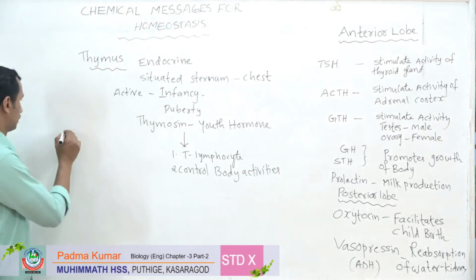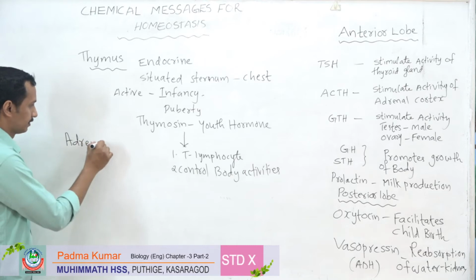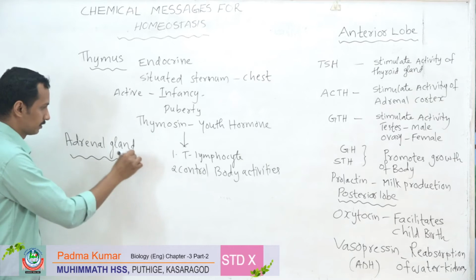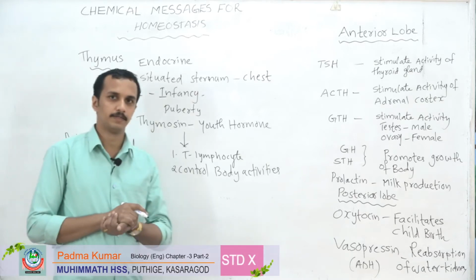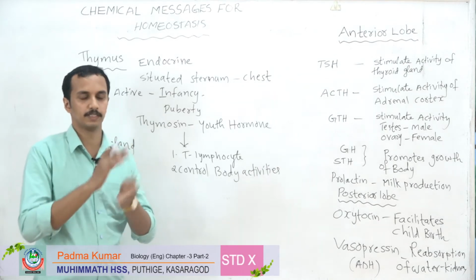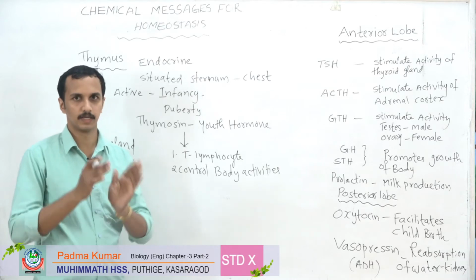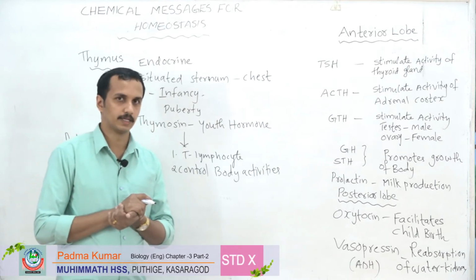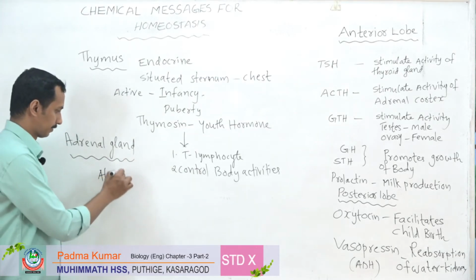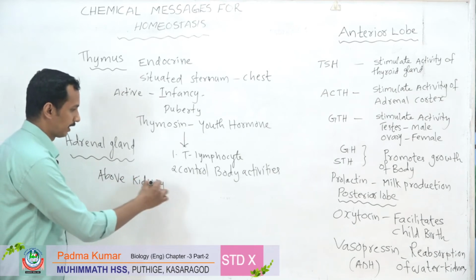Next we have to discuss the adrenal gland. What is it? Our second gland is called the adrenal gland. We have to discuss where it is present, what hormones are secreted by it, and what the parts of the adrenal gland are. Where is it present? It is present above the kidney. Above the kidney, this adrenal gland is present.